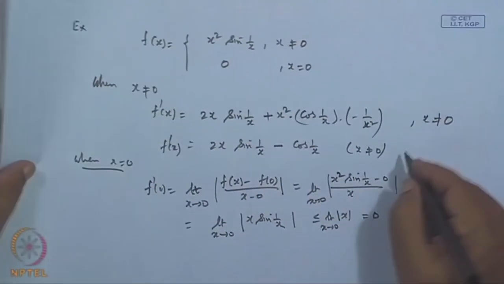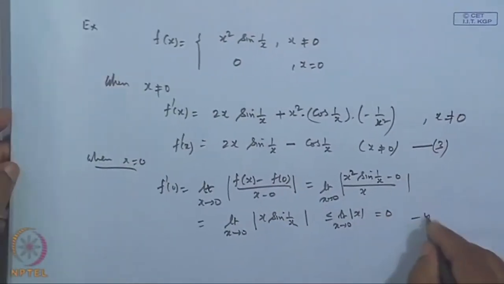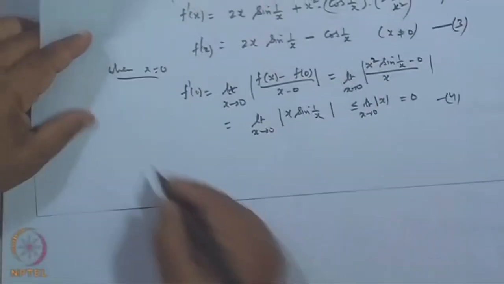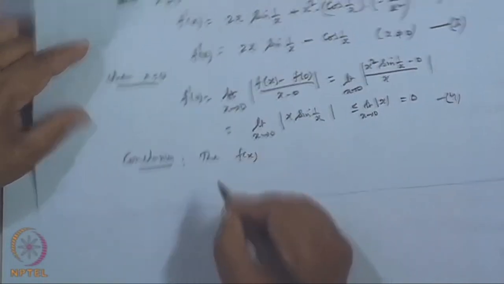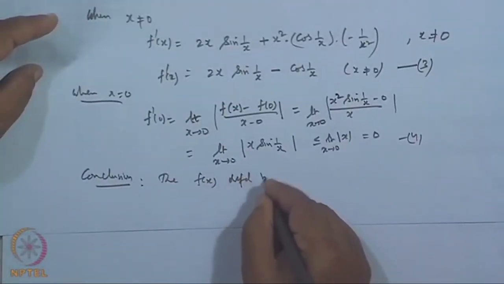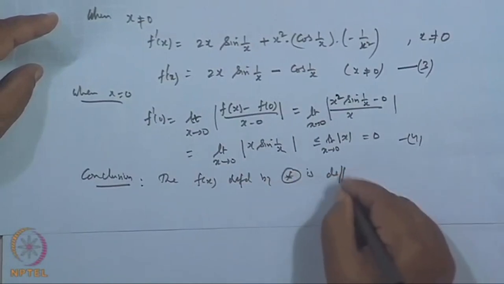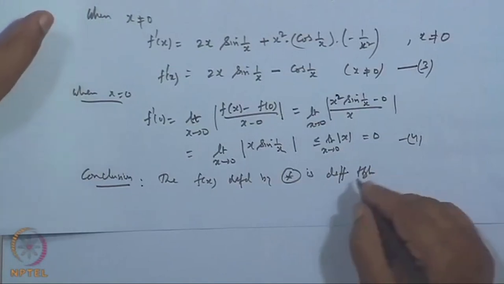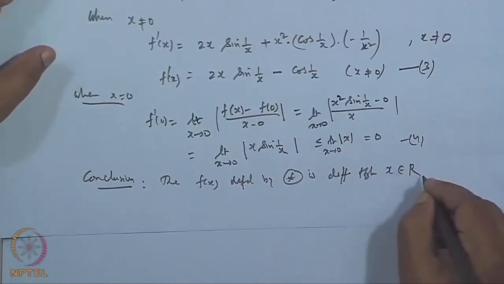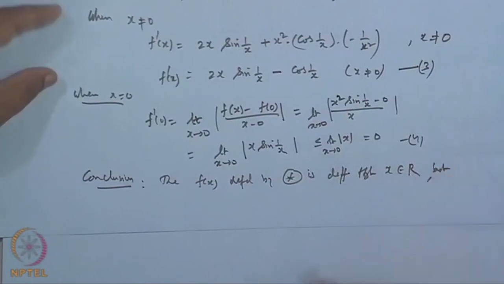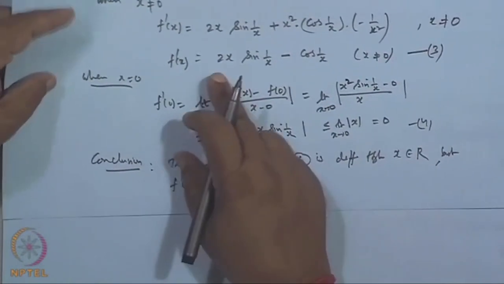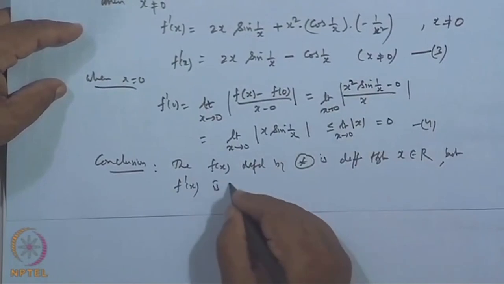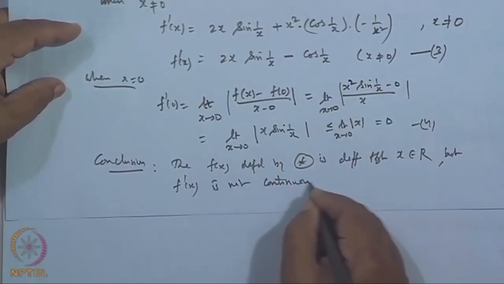But what about the equation? Let it be this equation 3, this is 4. The function is differentiable, so the conclusion is the function f x defined by star is differentiable throughout x belongs to R, including x is 0, but the derivative of the function f x, if you look, the derivative is not continuous at x equal to 0.